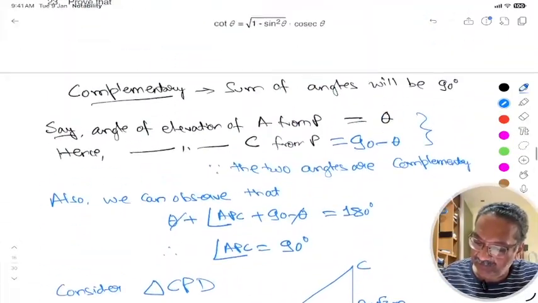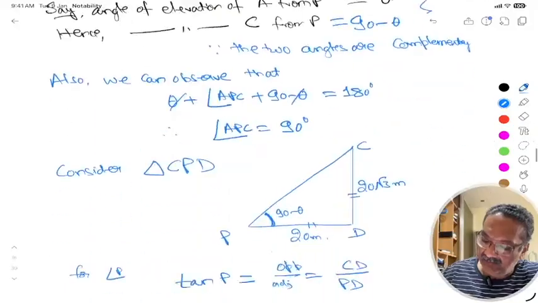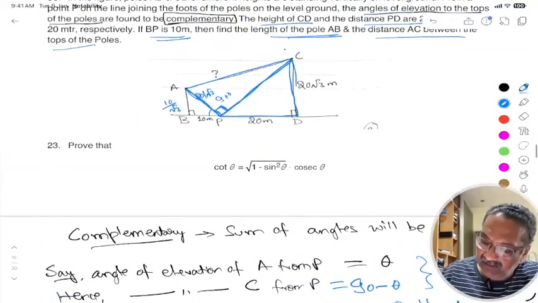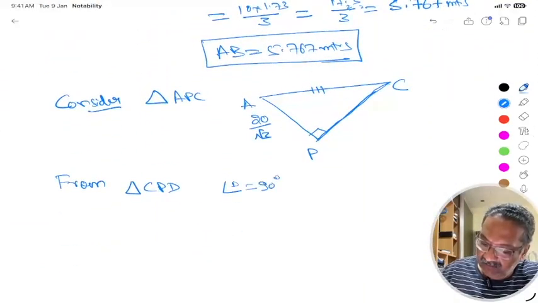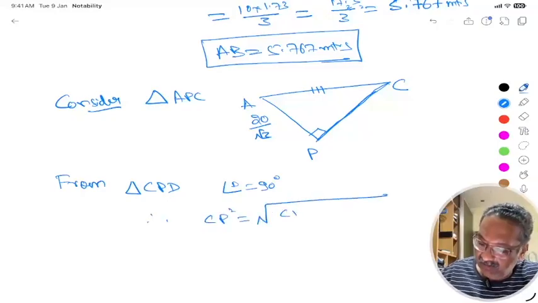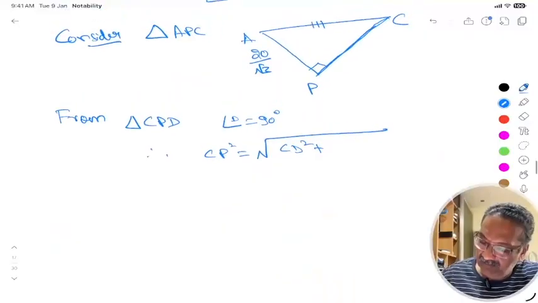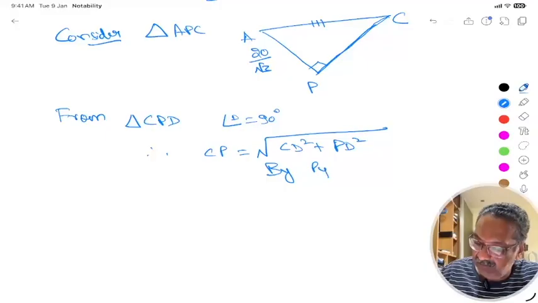How do we find CP? Again, CP is in this triangle. Okay, from triangle CPD, we have angle D, see this angle D is 90 degrees. Therefore, by Pythagoras theorem, CP square is CD square plus PD square. Sorry, CP is nothing but square root of CD square plus PD square. This is nothing but Pythagoras theorem.